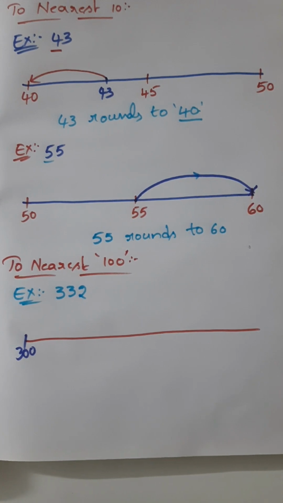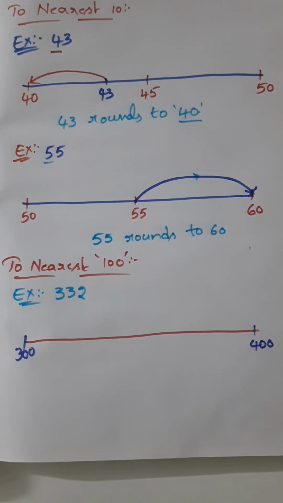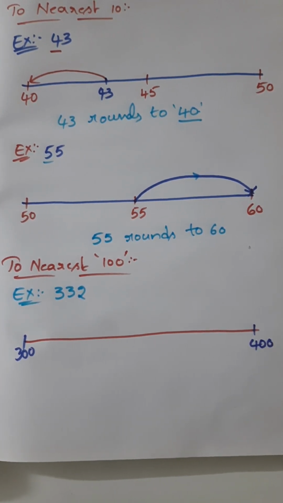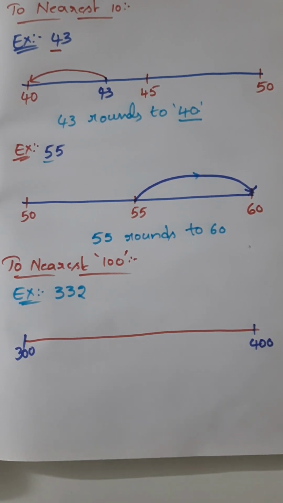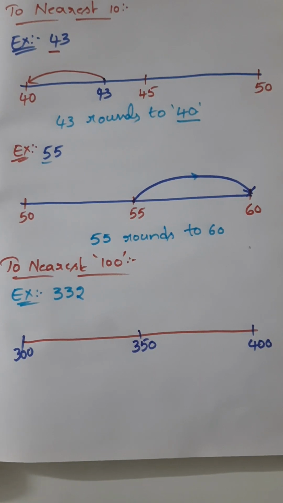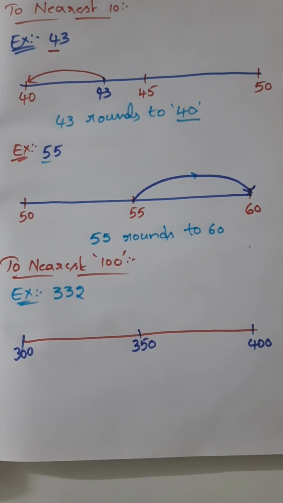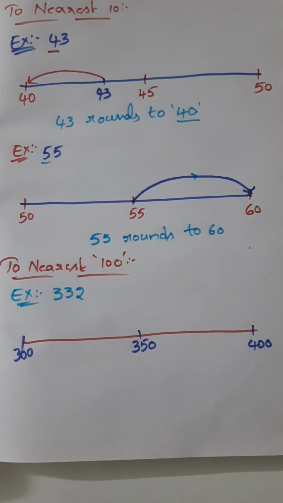Now the next nearest 100 after 300 is 400. I have written it as 400. And what is the midway number, the halfway number between 300 and 400? That is 350, right? So I am going to write that now. I have written 300, 400 and the midway number also. Now tell me where this number 332 lies. It lies between 300 and 350, no? Right? So mark that number there.